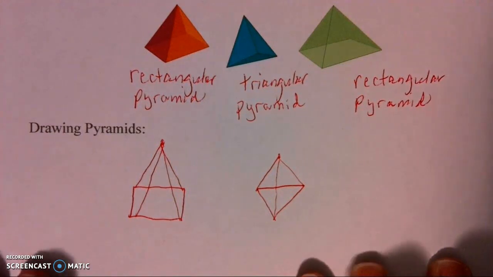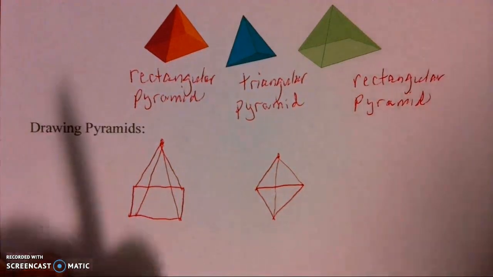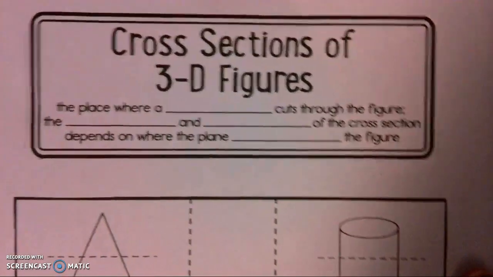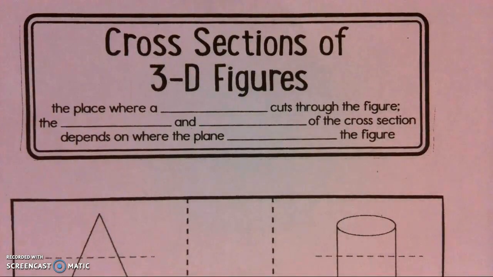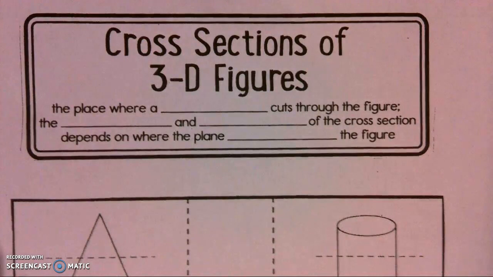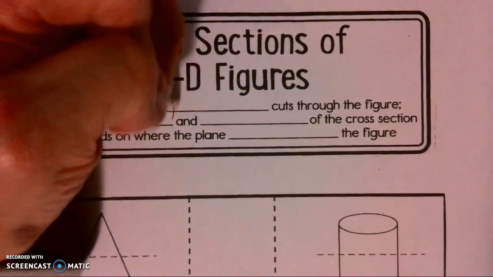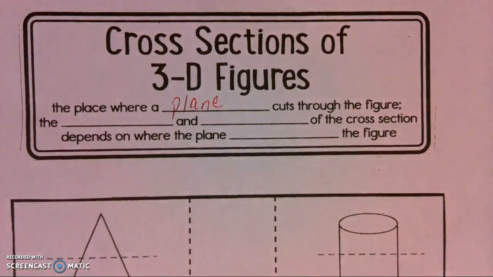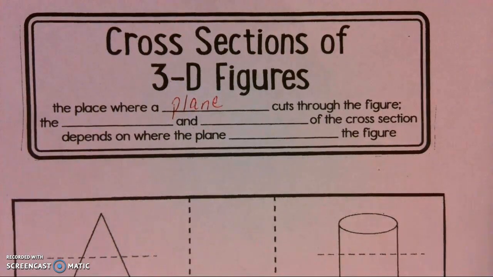other faces are triangles. Okay, if you will flip your notes over, we're going to look at cross sections. Now, a cross section is just a place where we slice the 3D shape, and when we slice it, it's a place where a plane cuts through the figure. Think of the plane as a slice or a piece of paper that slices the shape. And we're going to slice it in three ways: at an angle, parallel to the base, and perpendicular to the base.